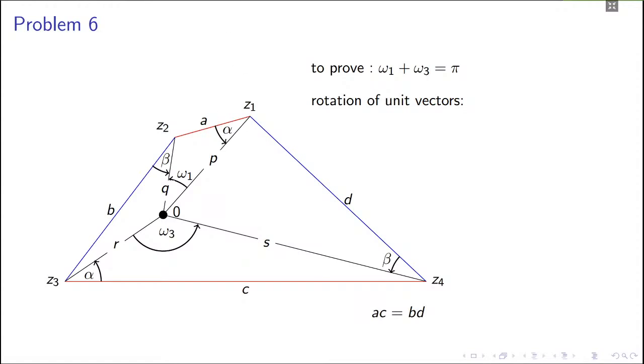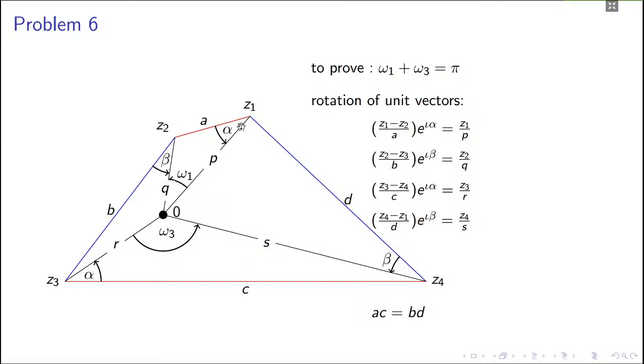Suppose I want a unit vector in this direction, so that will be z1 minus z2. That will be a vector which starts from z2 and ends at z1, so the tip is at z1 and the tail is at z2. You want to convert it to a unit vector, so I divide it by its length. So now you have a unit vector here. Multiply with e to the power i alpha, and you get a unit vector in this direction. So that is z1 divided by its length, that's z1 by p.